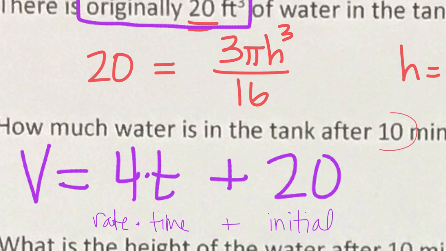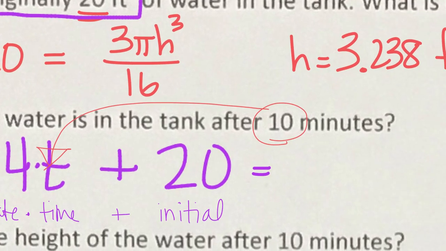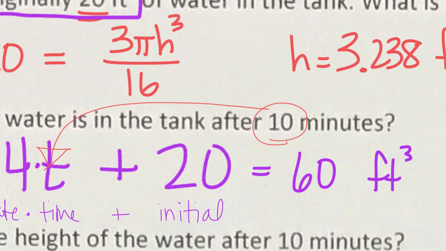So you take your 10 minutes, you plug it in here. 4 times 10 is 40. 40 plus 20 is 60. So after 10 minutes, there is 60 cubic feet of water in your conical tank, right? Your tank shaped like a cone.